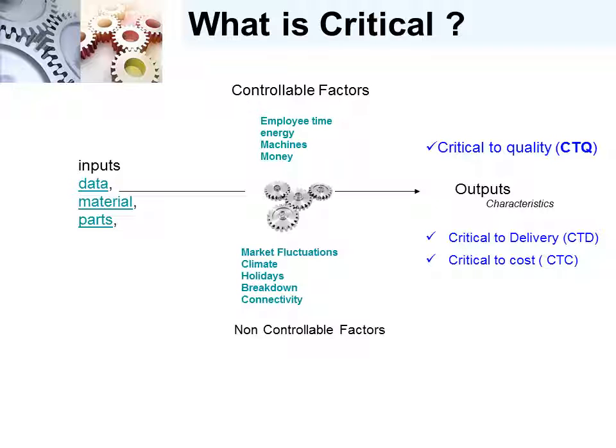Now let us learn what is critical in a process. CTPs are typically key process input variables such as SOP, tools, parameters, etc. Critical to process, CTP, are the key process input variables. These are the process parameters which influence other critical approaches: critical to quality, CTQ, critical to delivery, CTD, and critical to cost, CTC.